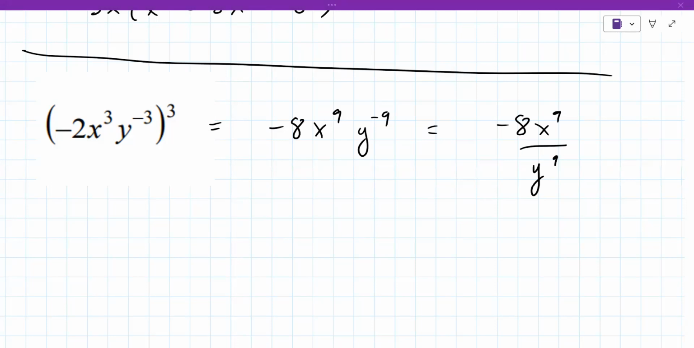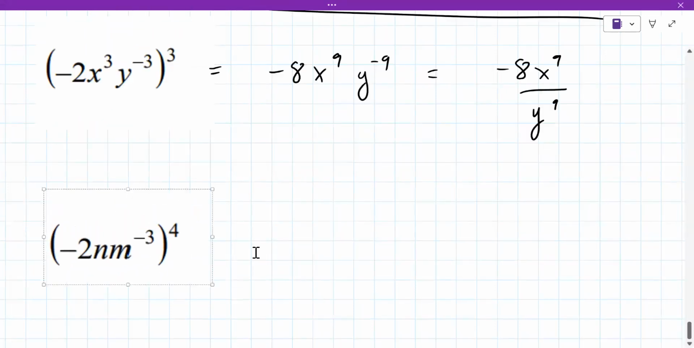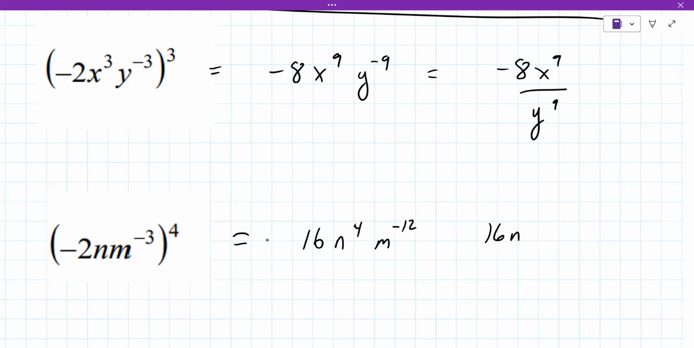Okay, last one for us for tonight. This is for sure the last one. Go ahead and tell me the answer as you go. It would be 16 n to the 4 m to the negative 12. So that would be 16 n to the 4 over m to the 12. Very good. All right, we're going to stop right there for today.